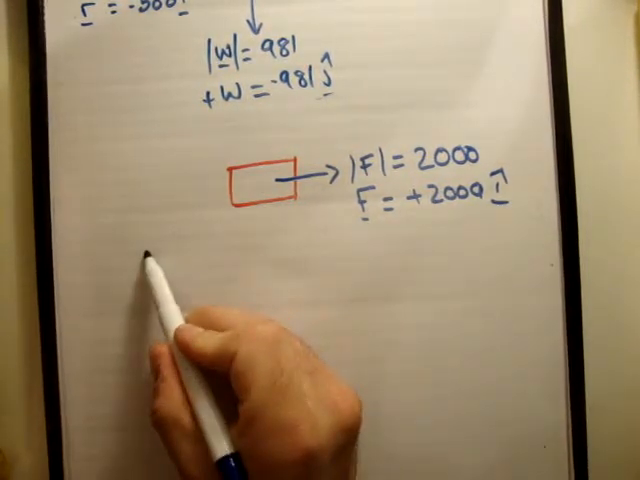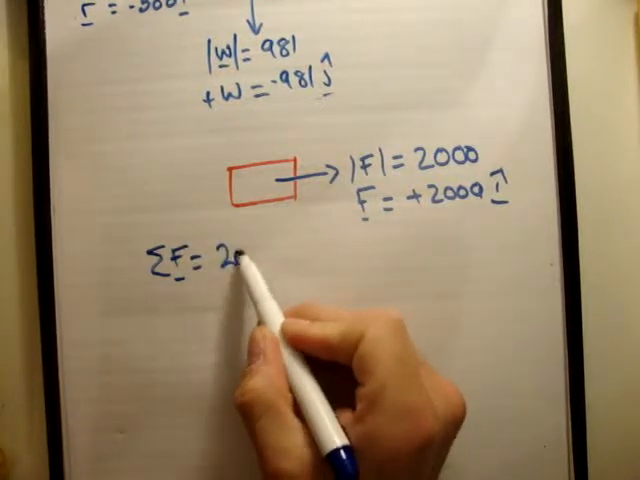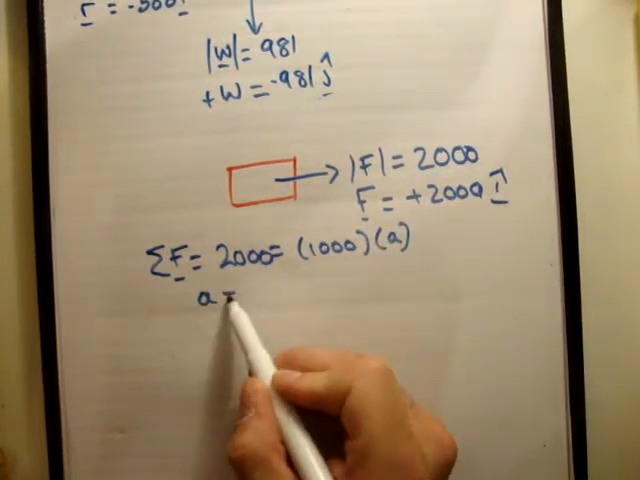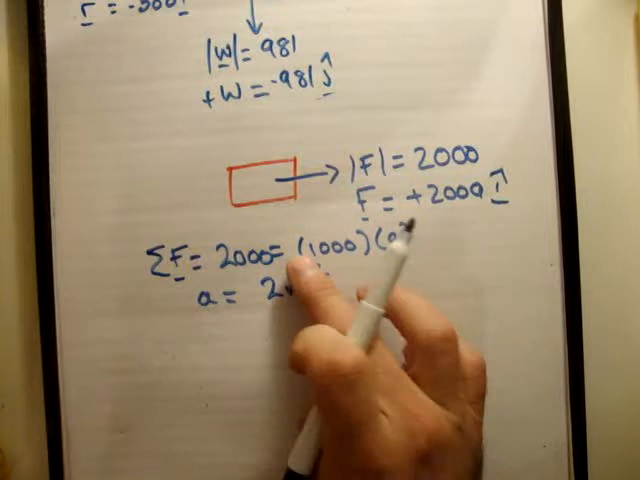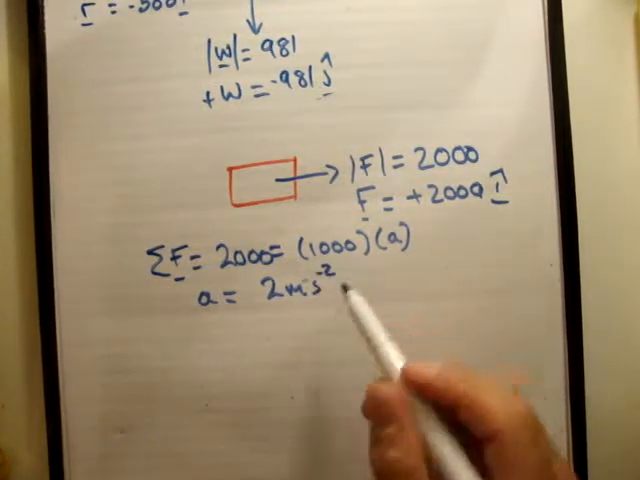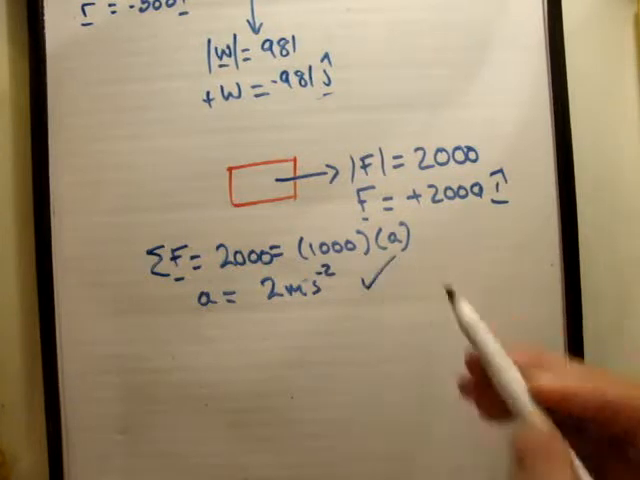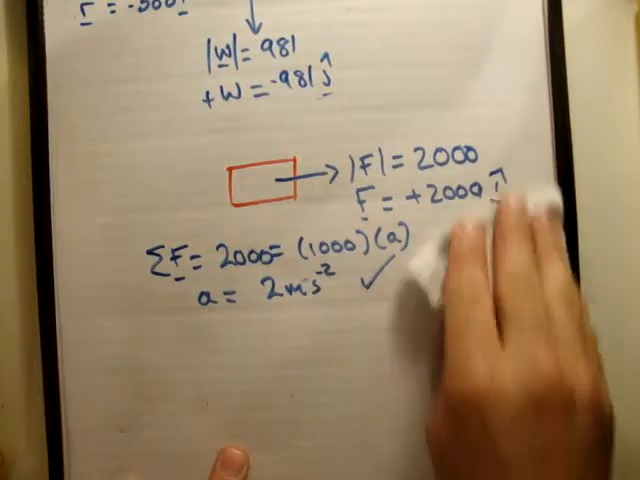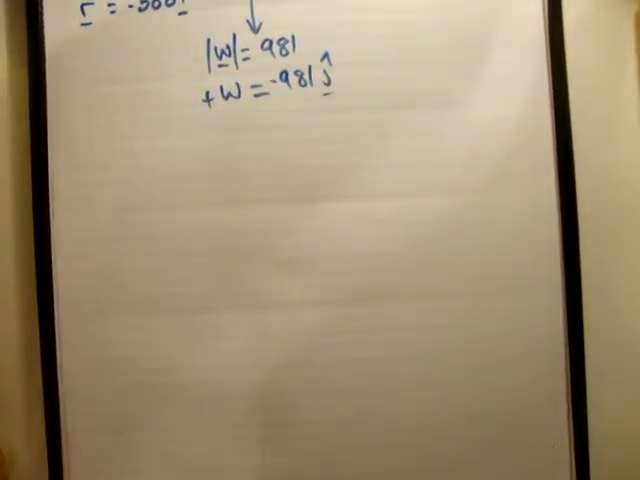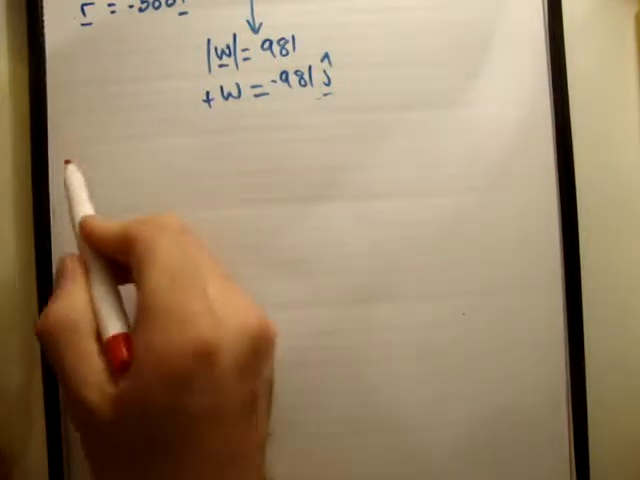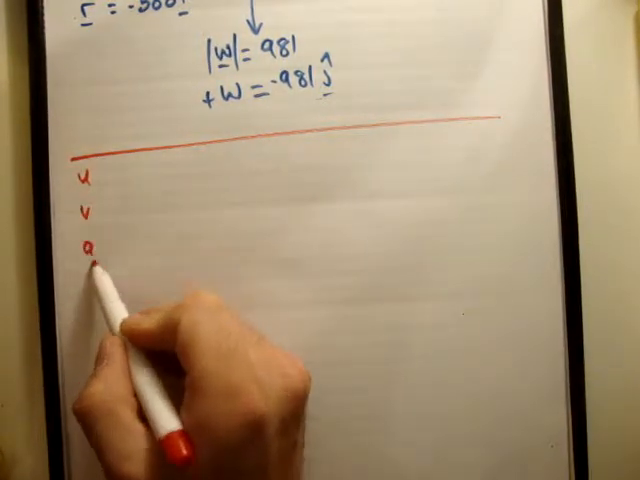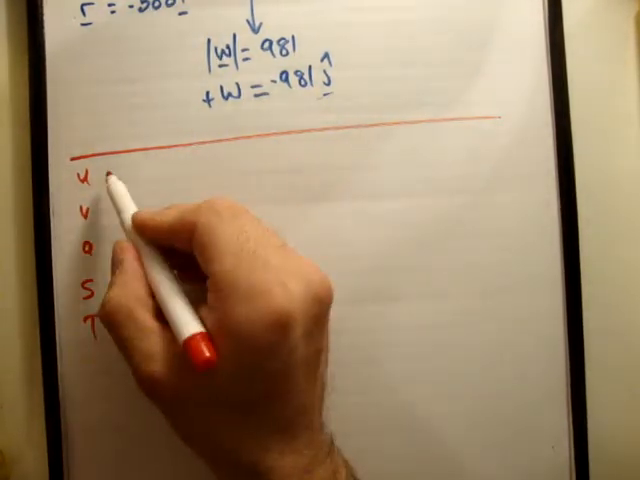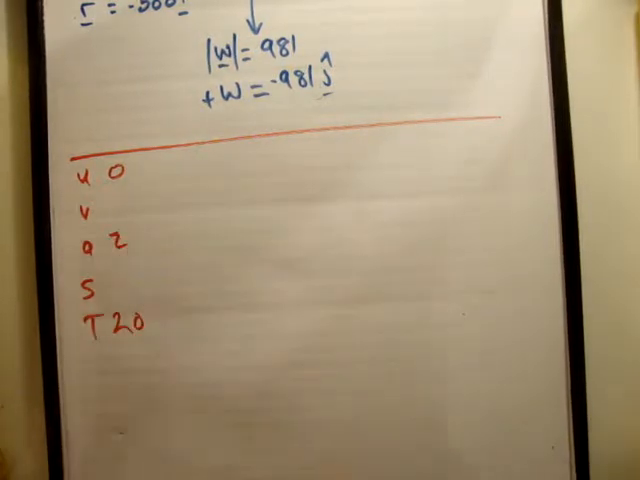So the sum of the forces is equal to 2000, which is equal to the mass, which is 1000, times the acceleration. Therefore the acceleration is 2 meters per second squared. Acceleration is 2 meters per second squared. Alright? So that was pretty straightforward. The last thing we need to do is just to work out the distance travelled by the car. So that's very straightforward. We're just looking at chapter 2, UVAST. We're told the car starts from rest. The time is 20 seconds and the acceleration is 2.